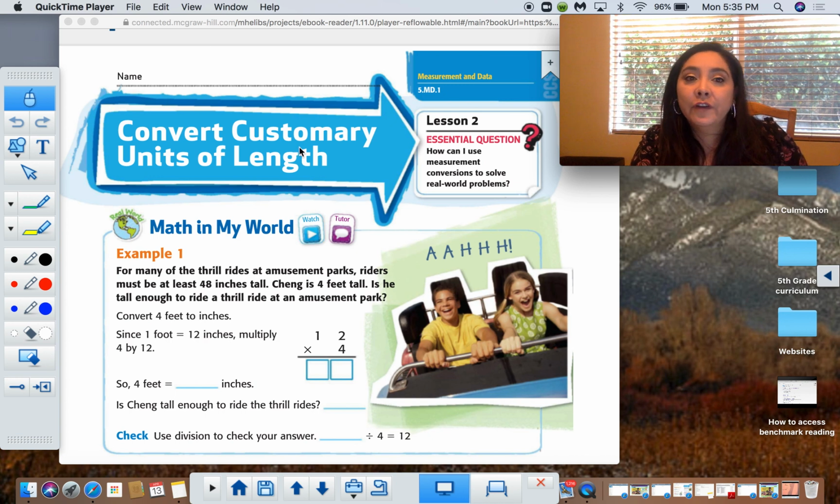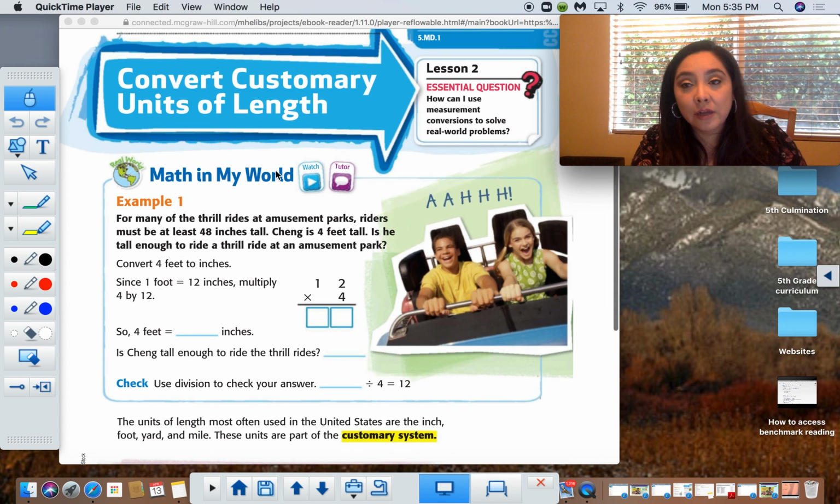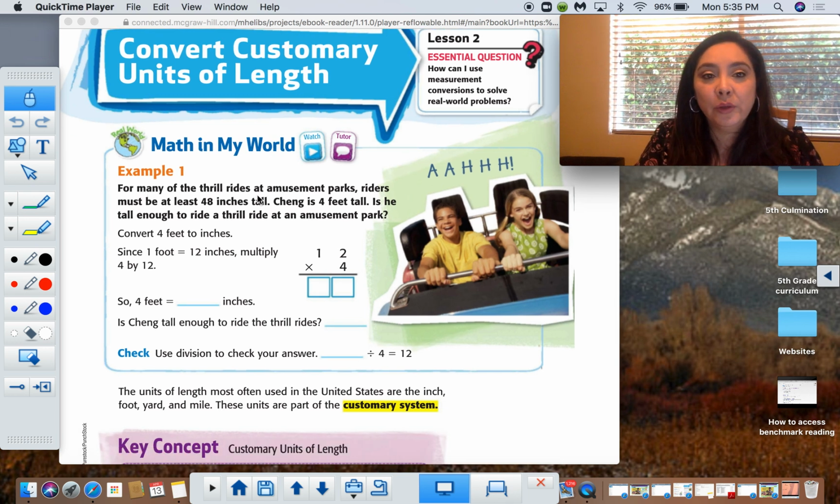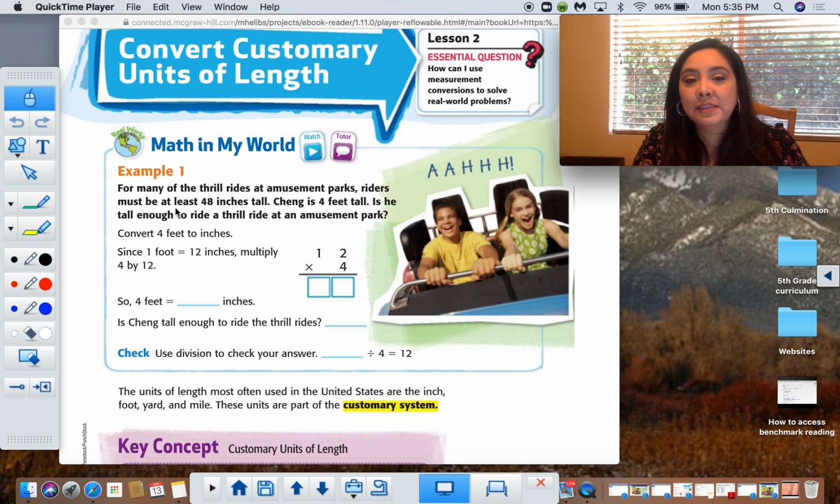Convert customary units of length. Let's start off with example number 1. For many of the thrill rides at an amusement park, riders must be at least 48 inches tall. Chang is 4 feet tall. Is he tall enough to ride a thrill ride at an amusement park?